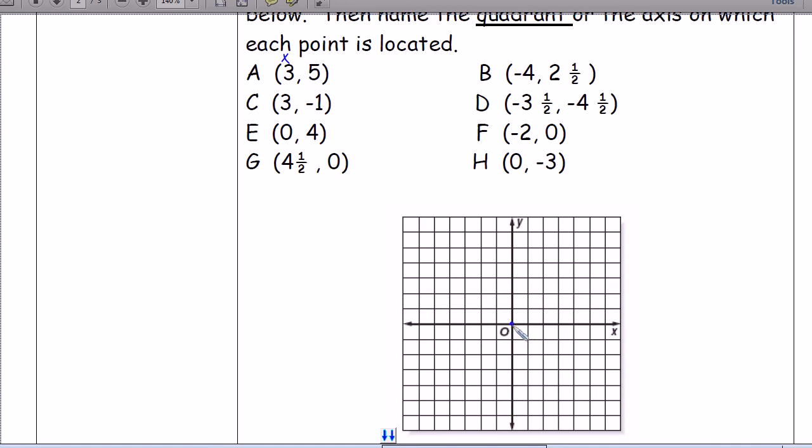Here's my origin, my point of origin. So I'm always going to start here, and I'm going to go 1, 2, 3 units to the right. Then I'm going to go up 5 units because my y coordinate is also a 5. It's a positive number. So 1, 2, 3 to the right, because that's the x coordinate. And then you go 1, 2, 3, 4, 5. So my point A is located right there, and I'm going to put an A on it because that's point A.